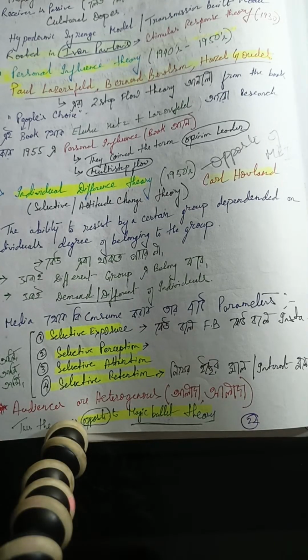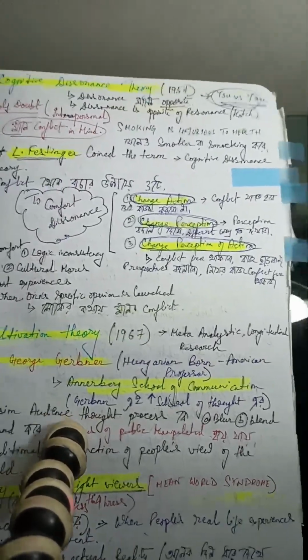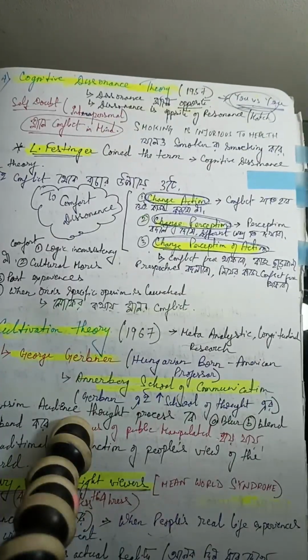The next important theory we will be talking about today is cognitive dissonance theory, or CDT. Cognitive dissonance theory is also a very famous theory. Festinger coined the term cognitive dissonance. It is basically the difference, the you versus you. It is about how people comfort themselves.